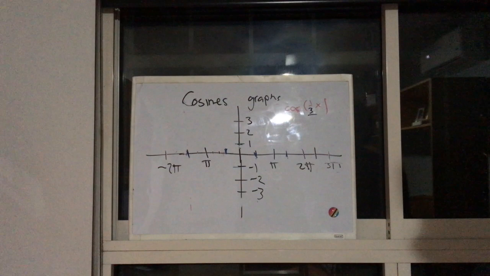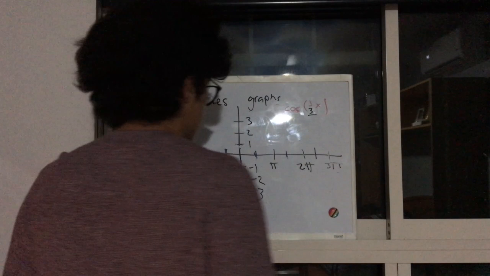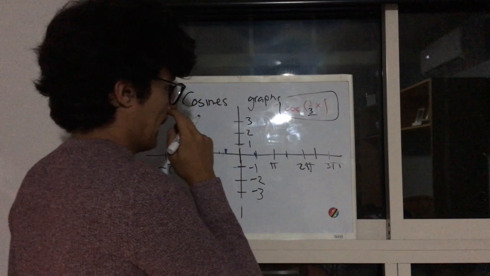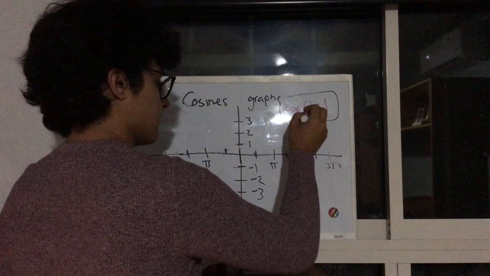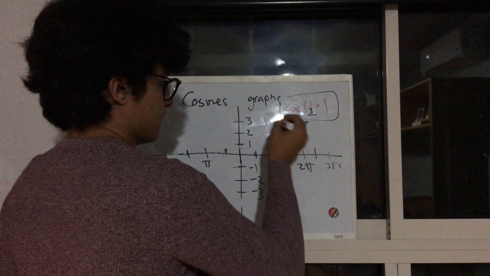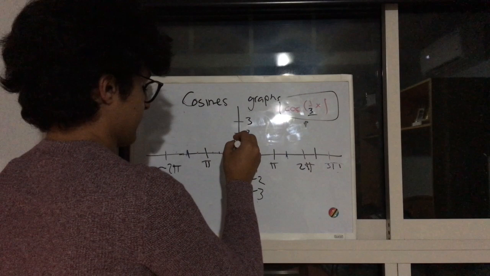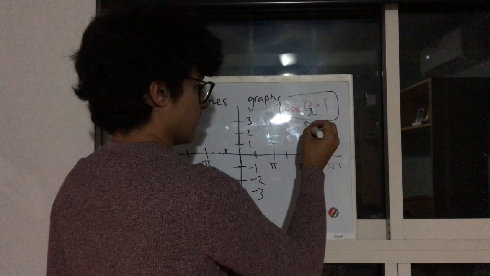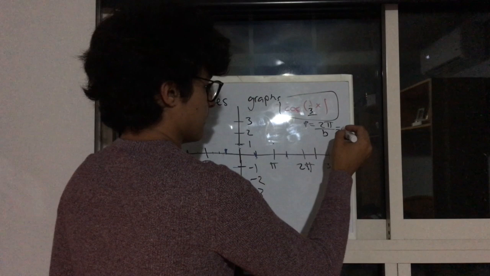And last but not least transformation, we have this new cosine graph. So in order to get to know what our period will be, that is when our graph goes from the highest point to the highest point. So it is 2 pi divided by b. In this case, it will be 6 pi.